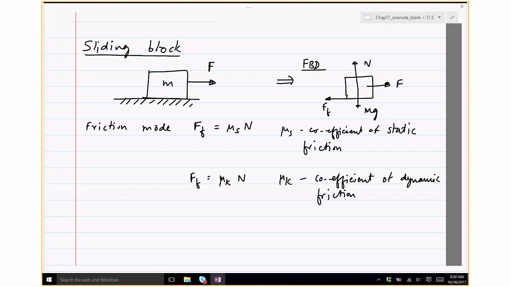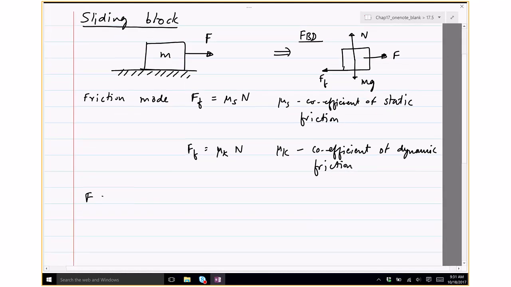So if you are applying a force F and you keep increasing F, well, when F is zero, clearly nothing moves. As you keep increasing F, you'll see that at some point the block starts moving to the right. The force needed to make the block move to the right depends on mu s. So when F becomes equal to Ff equals mu s n, the block will start moving.